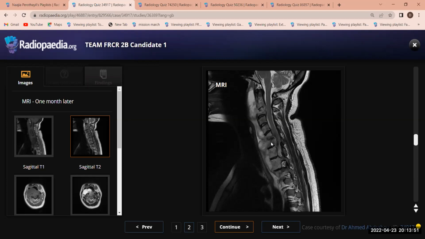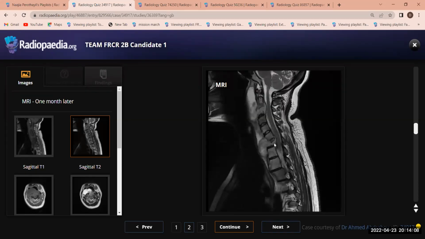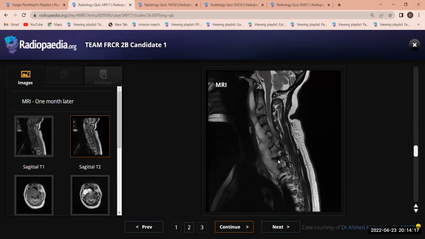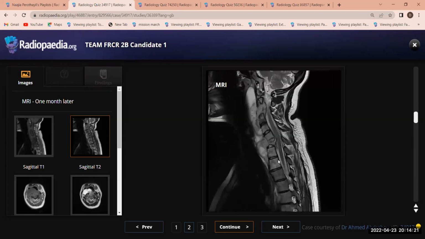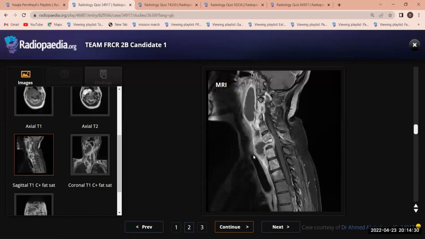Multiple vertebral body levels are involved with associated prevertebral soft tissue swelling, extending from the level of C1 up to the upper thoracic level, I think. And there is an epidural component as well, which is compressing the spinal cord at the level of, I think, C5-6. The cord also shows thickening at that level. I would like to assess the contrast enhanced study as well, as I'm concerned this could be infective. The contrast enhanced study shows peripheral rim enhancement of the collection in the prevertebral region.